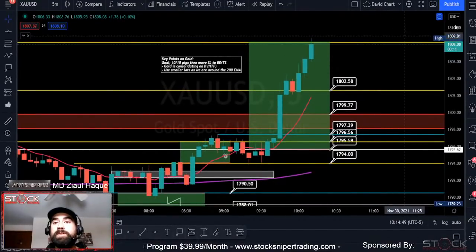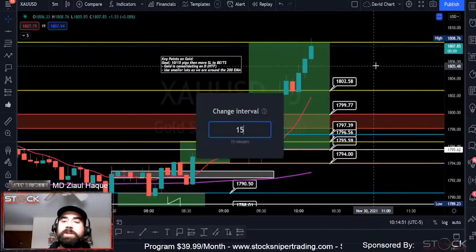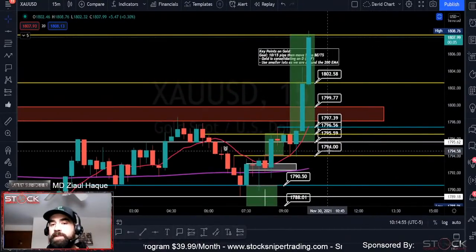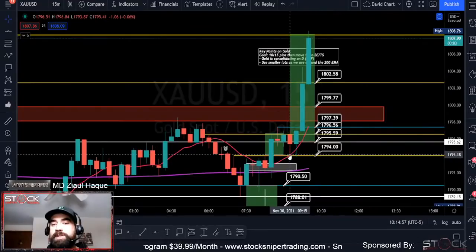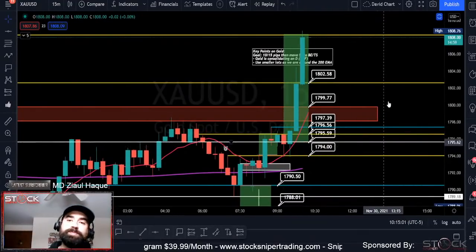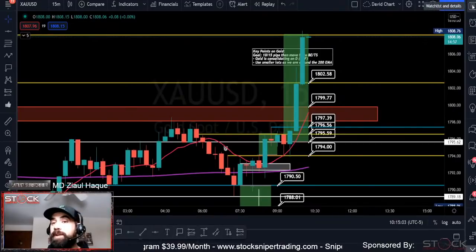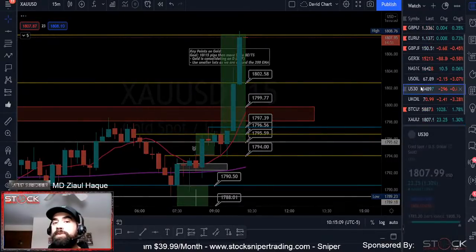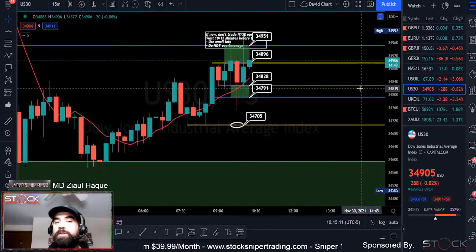All right, so let's check out our 15-minute candles, guys. Look at this. Remember 1794 is the key area right there. I saw a double wick, and then you flip into buys. That's why you're getting your massive push on gold. Make sure you understand that gold is starting to retrace. The dirty 30.